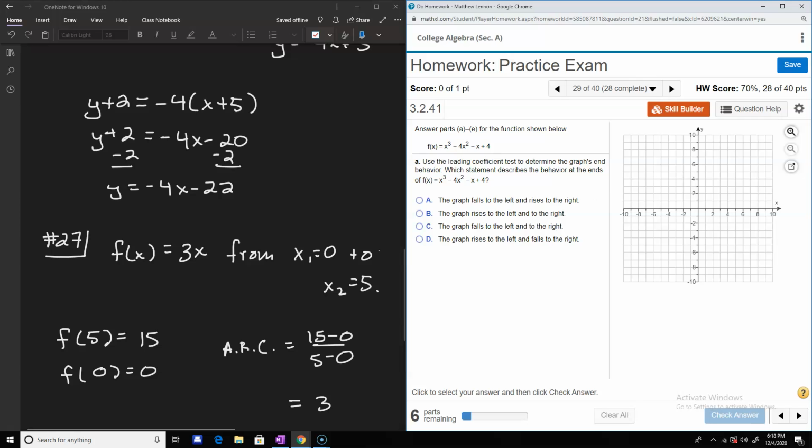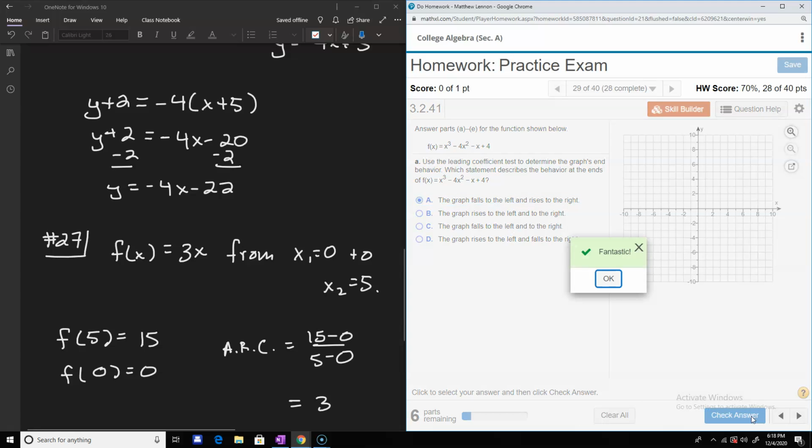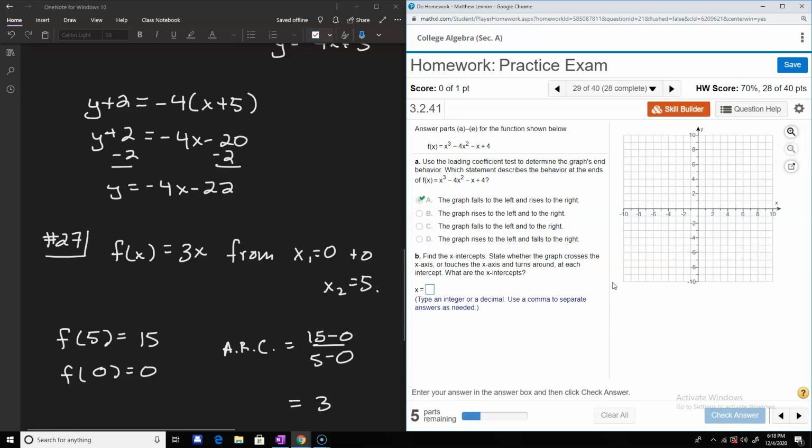Okay, so for number 28 here, we want to figure out the end behavior. So the end behavior is determined by just looking at the leading term, which is x cubed. So x cubed has a positive coefficient of 1 and an odd exponent of 3. So that indicates it's going to fall to the left and rise to the right. Remember, all polynomial graphs are going to have one of 4 types of end behavior, so you can go back and review that section if you're rusty on that.